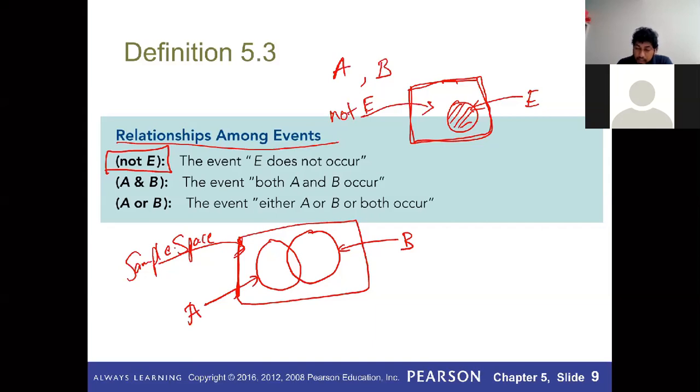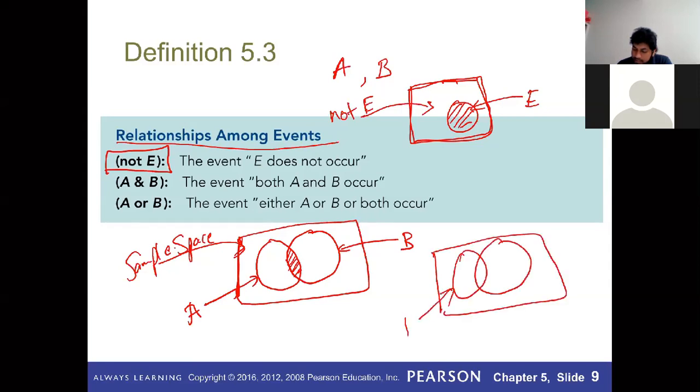So A and B means event A should be there and event B should be there. Both events should be there, which means, in general, we say both A and B occur. So where is the place both A and B occur? In this intersection, right?